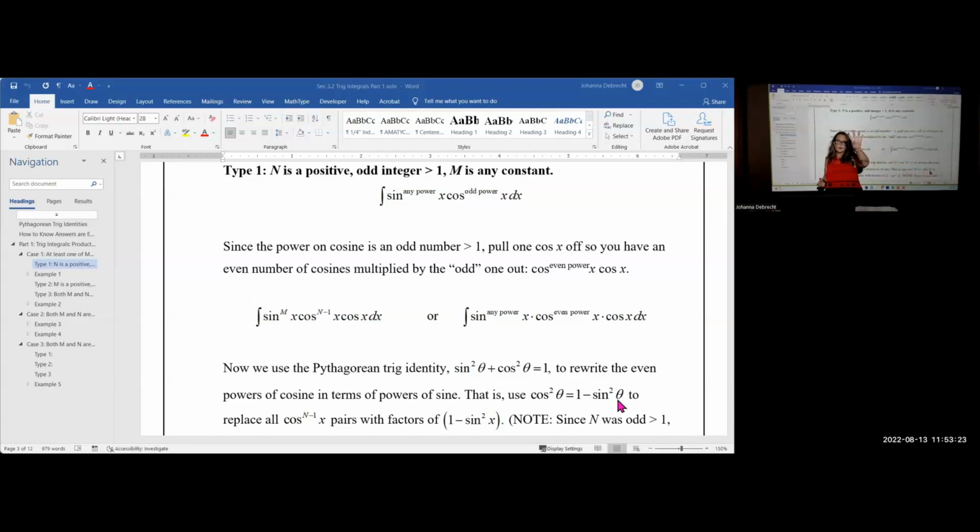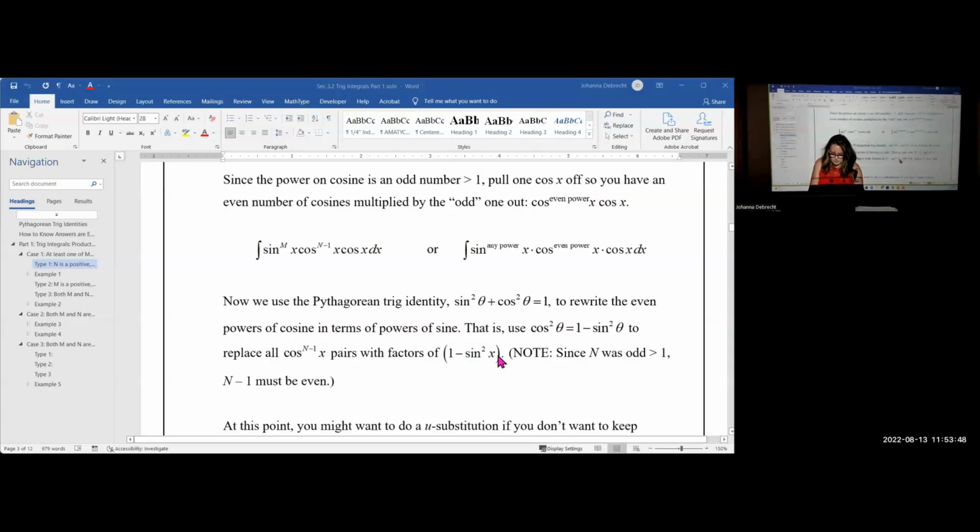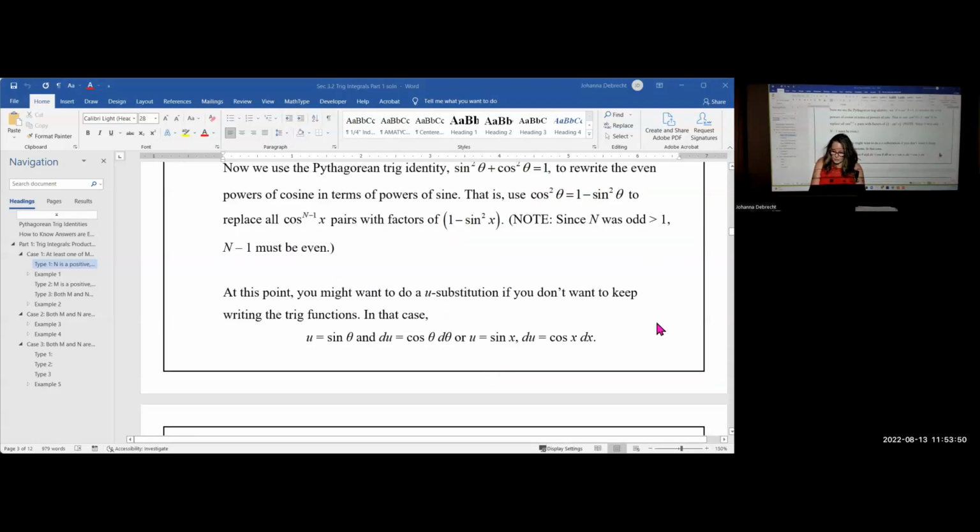So what if I had 4 cosines there? Then I've got 2 pairs, and each pair will give me a 1 minus sine squared, which will give me a group, 1 minus sine squared, quantity squared. All right. So for each one, I get a 1 minus sine squared. So this will give me cosine to the n minus 1 x pairs with factors of 1 minus sine squared. All right. So now that you see what I've got right there, then we'll do a trig substitution.